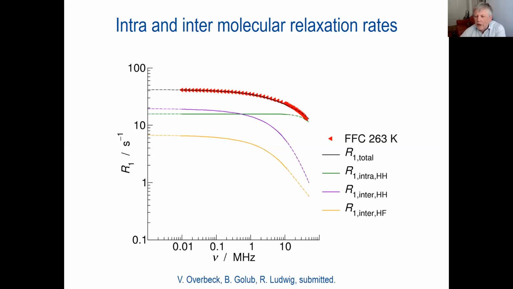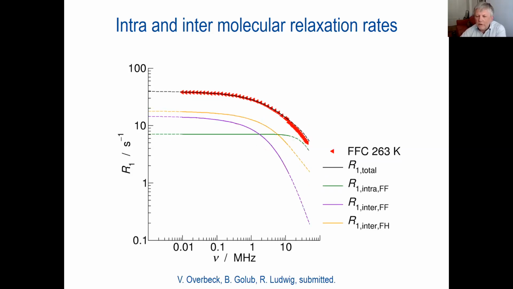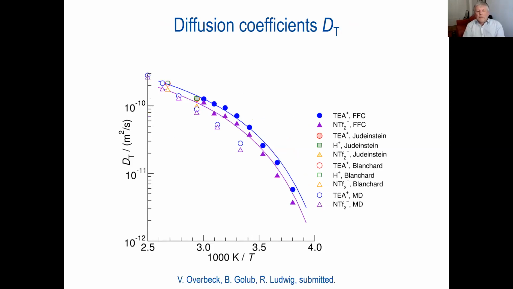Here in particular, we had two intermolecular relaxation parts, the ones between the protons of two different cations, and also between the protons of the cations and the fluorine atoms of the anion. So everything seems to be fine. So what do we get out in the end? That is the diffusion coefficients from the intermolecular relaxation rates by using this approach.